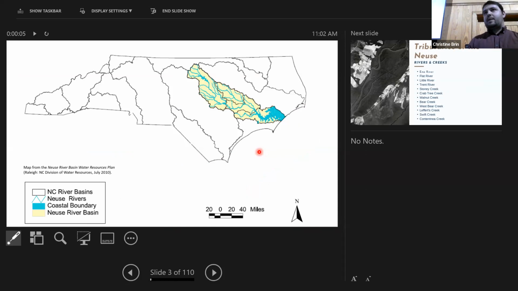Here's a more detailed map specifically of what the Neuse River Basin actually looks like. And as you can see, it goes pretty deep into North Carolina, draining into the Pamlico Sound.